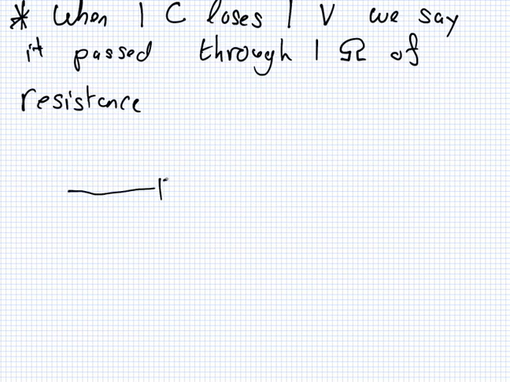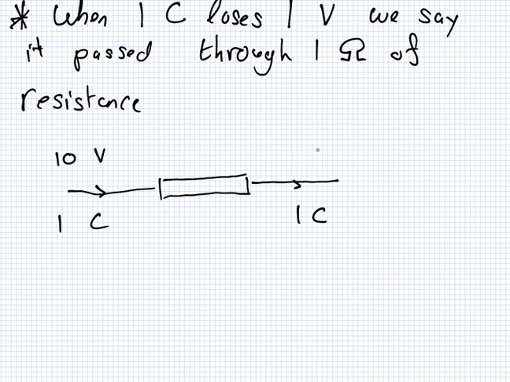This is how we draw the resistance here. We draw like a rectangle. So for example, here is our 1 coulomb, here is our 1 coulomb, maybe here there could have been 10 volts, then here there's 9 volts. So how many volts were lost? 1 volt. So here we say there was 1 ohm of resistance.